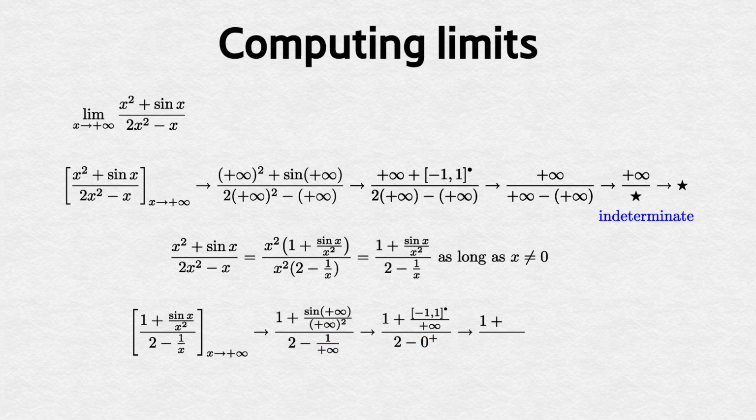In our numerator, the closed interval negative 1, 1 dot over positive infinity fits into 0 plus minus dot. And 2 minus 0 plus fits into 2 minus. Our numerator, 1 plus 0 plus minus dot, fits into 1 plus minus dot. And the resulting fraction fits into 1/2 plus minus dot. This has a limit of 1/2, giving us our answer.